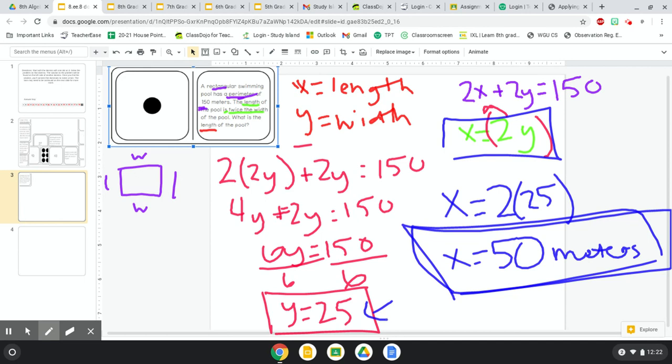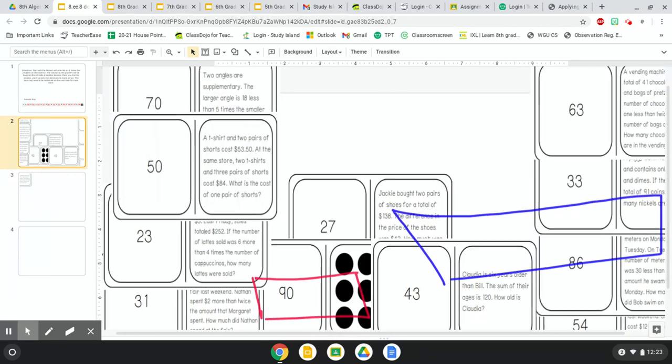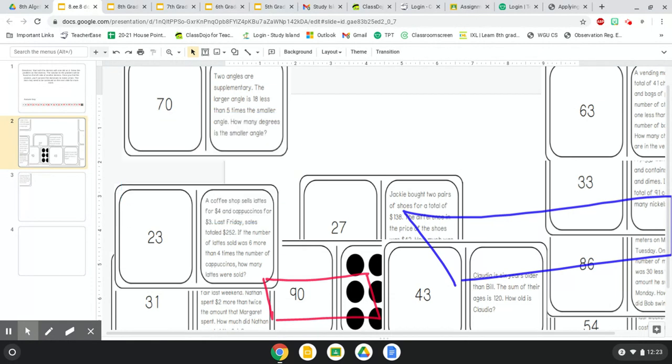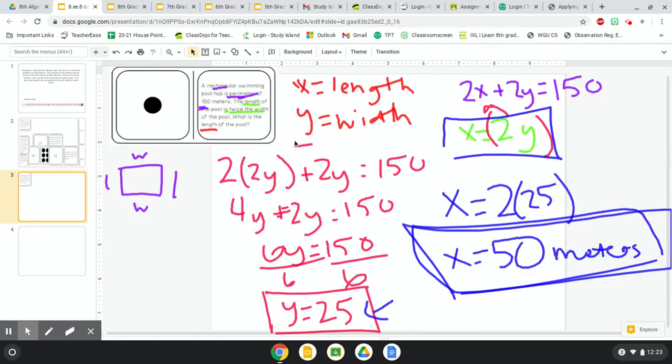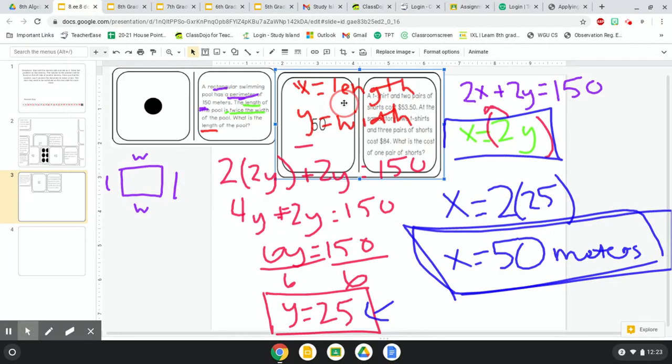Once I have all of that, I'm going to go back to my other dominoes and look for this domino right here, which has 50 on it. That means that's my solution. I'm going to go ahead and cut and paste it over. Obviously, you can erase this work. You may not even have this on yours. So that would be like connecting the next domino. See how it's kind of making a train.